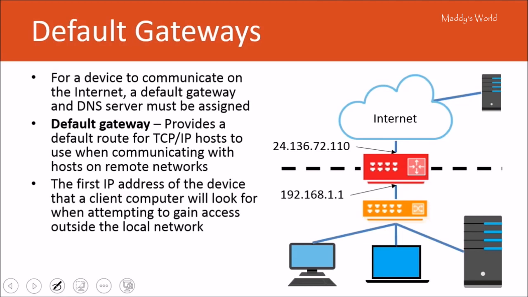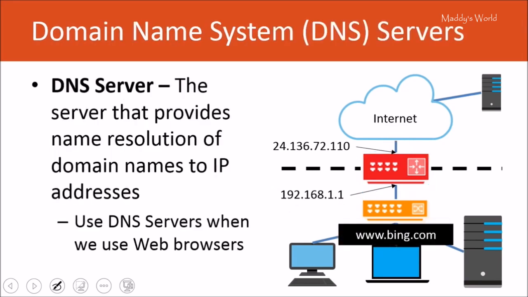The first IP address of the device that a client computer will look for is actually the address that belongs to the default gateway. And so this network address that we were talking about, the first address in a network range, is going to be assigned to a router. That router does serve as the default gateway. So keep that in mind. Here's a little data going through the router and then, of course, onto the internet. It's pretty exciting stuff, this data transfer.